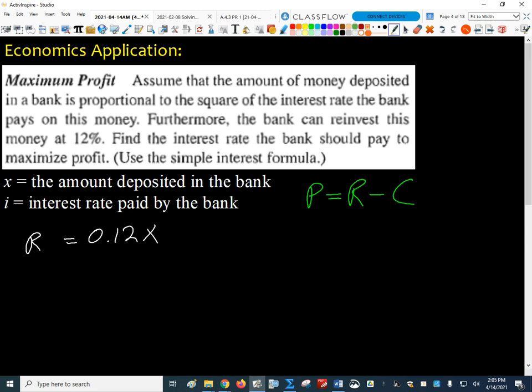Okay, so now the cost. The bank is paying out.